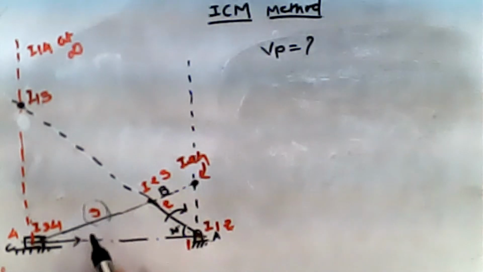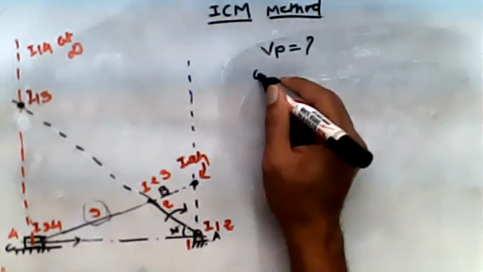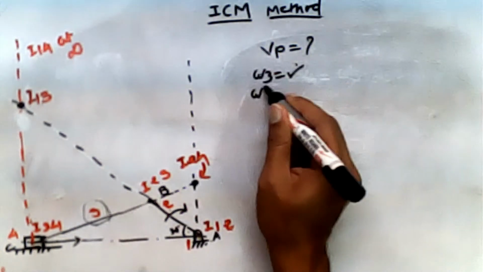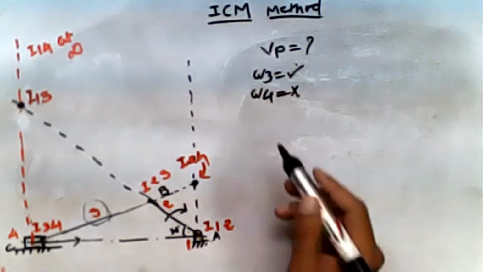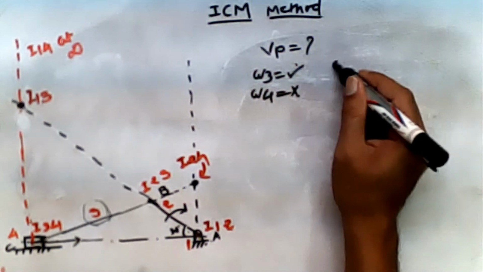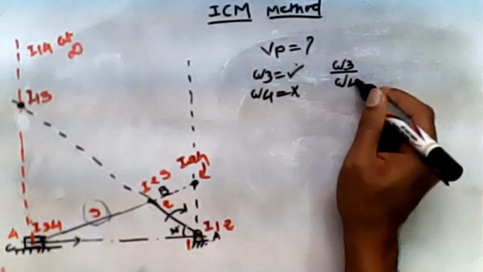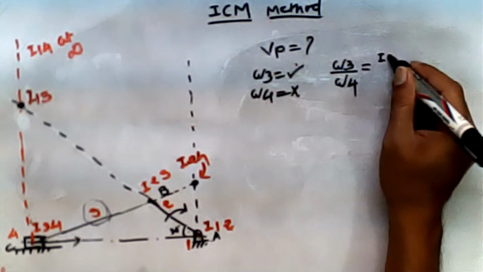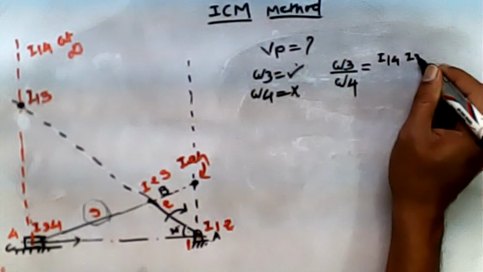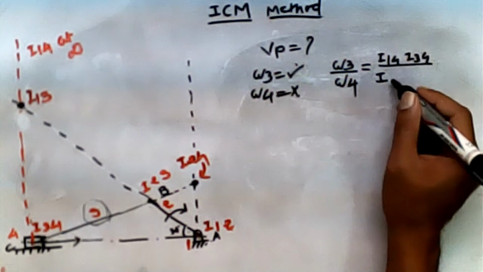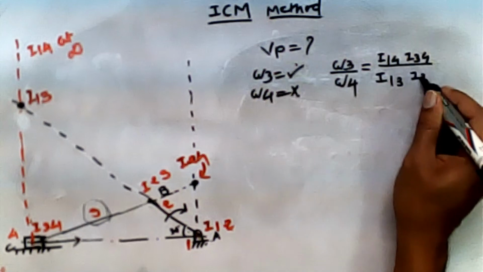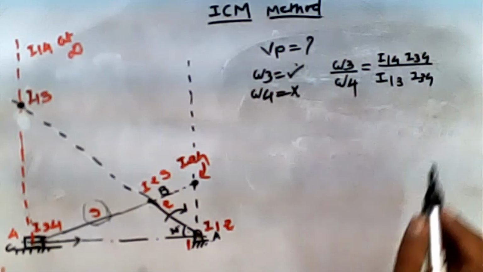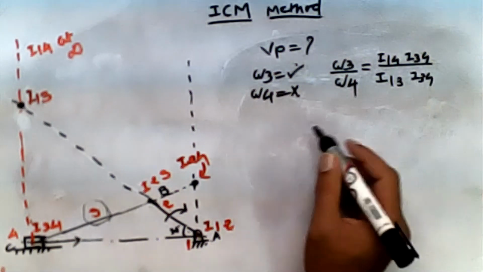We are knowing the value of angular velocity of link number 3. It is known to us. Omega 4 we don't know. Not an issue. So what I'm doing, I'm taking ratios of angular velocities of link 3 and 4. So what I can write? I14, I34 divided by I13, I34. X is 3, y is 4. So here what I can write?